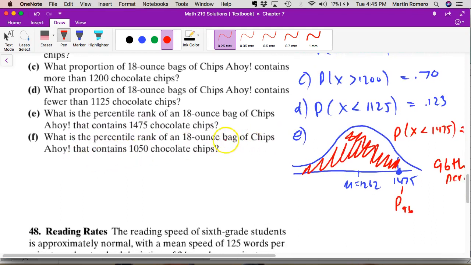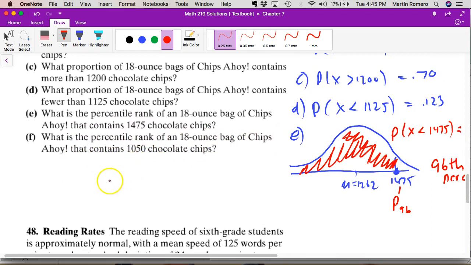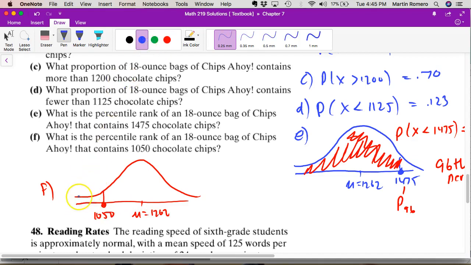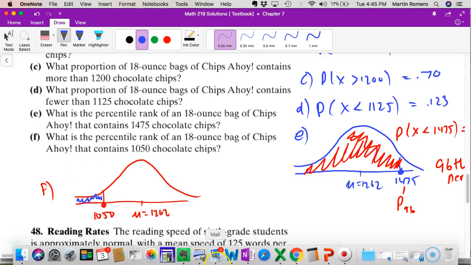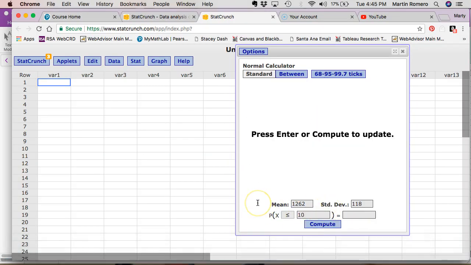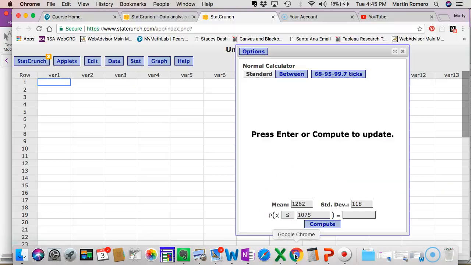What was the percentile rank of a bag that contains 1,050? Again, we're going to go ahead and do that. We know the mean is 1,262, and so somewhere over here is 1,050. So we want to find that area again, this time to the left again, and whatever that value is would then give us the percentile rank.